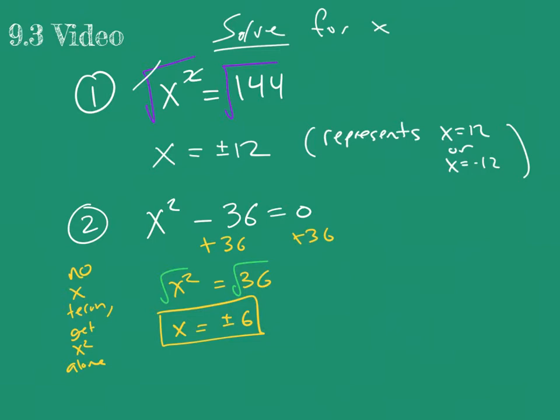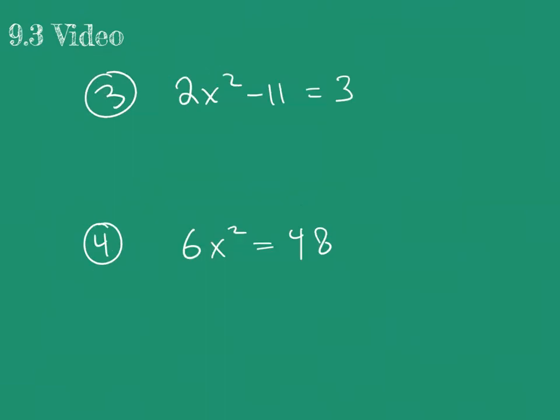Let's try a couple more. Number 3, we have 2x squared minus 11 equals 3. So here it takes a little bit more work to get the x squared alone. If it helps you, maybe box in the x squared. We're trying to get that piece alone. So just like all these other equations that we've solved for x, the first thing I do is add 11 to both sides. You do the adding or subtracting before you do the dividing and multiplying. It's like reverse order of operations.